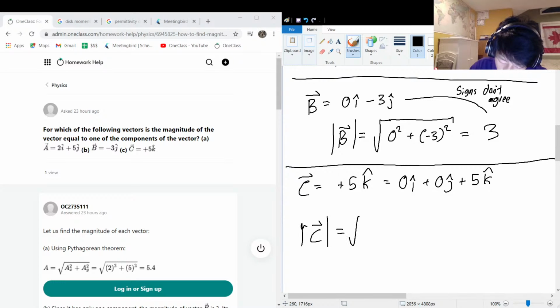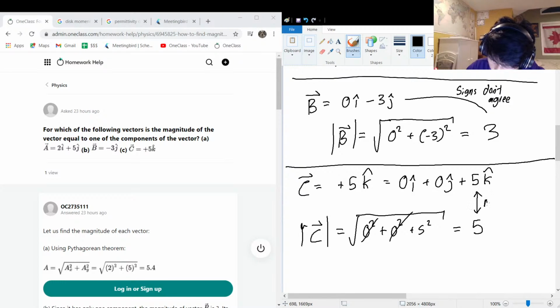Okay, so here to write it out formally, we got 0 squared plus 0 squared once again, plus 5 squared, and it should be fairly straightforward to see that these zero themselves out, and that's just going to be the square root of 25, and that's 5. Now, do those match? Match? Yes. And we're going to choose option C because this will be uncontroversially correct.